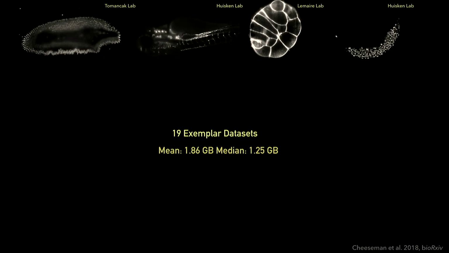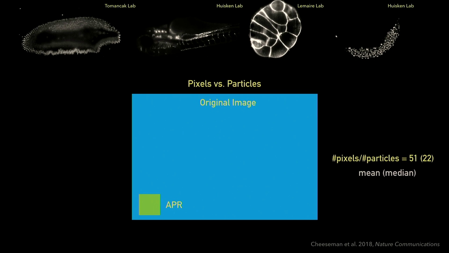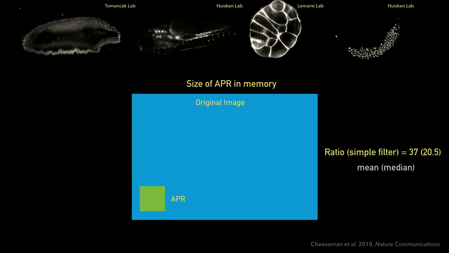To give you an idea of what impact this can have on fluorescence images, we took 19 different examples of light sheet microscopy data with a mean size of about 1.8 gigabytes. In terms of just the compression task, sure, these are quite sparse. We can achieve nice compression with an average of about 100 or a median of about 40. But in terms of the number of particles versus pixels, the number of computational elements you have to process over, we also have a reduction of about 50. And it's not just the computational elements, it's also the required amount of memory in your computer when you're actually programming, which is about 37 times less.